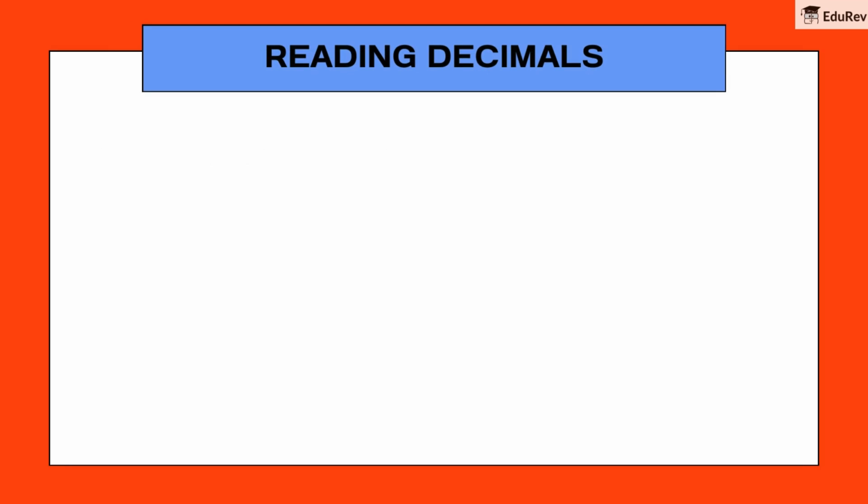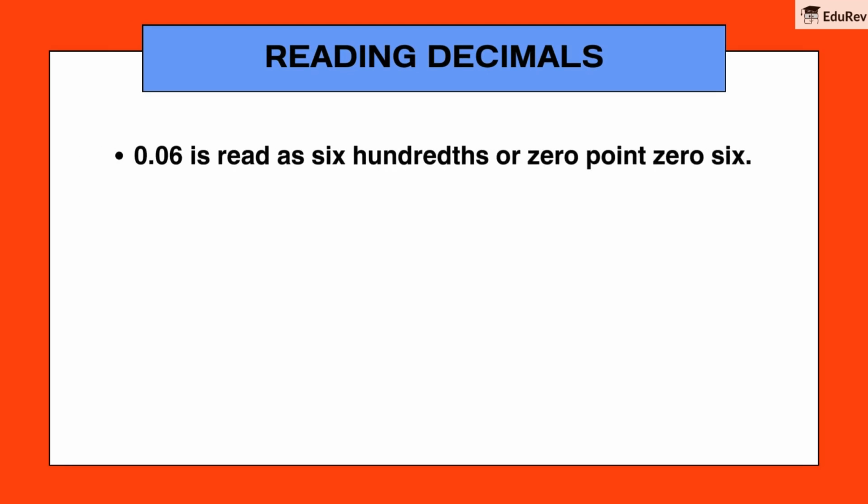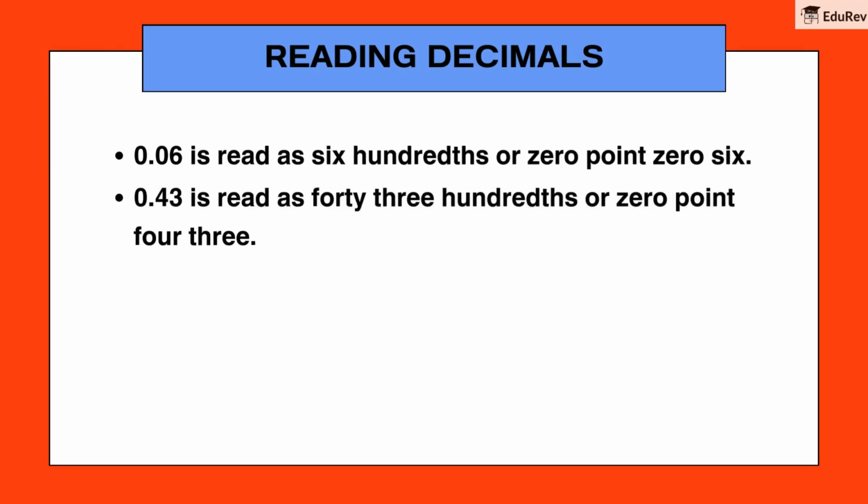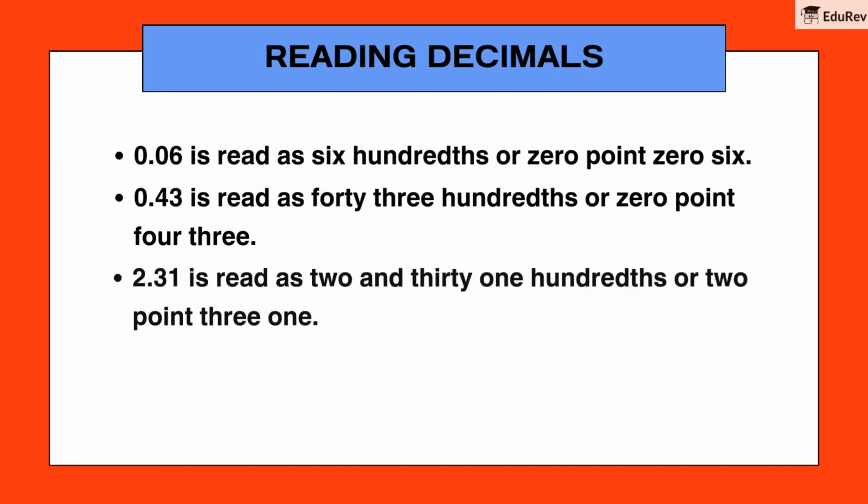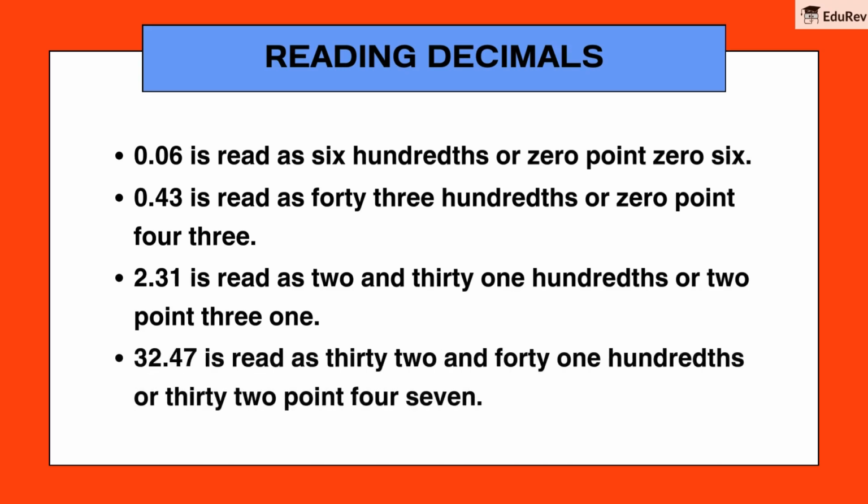For example, 0.06 is read as 6 hundredths or 0.06. Another example is 0.43, which is read as 43 hundredths or 0.43. Next, we have 2.31, which is read as 2 and 31 hundredths or 2.31. Lastly, 32.47 is read as 32 and 47 hundredths or 32.47.